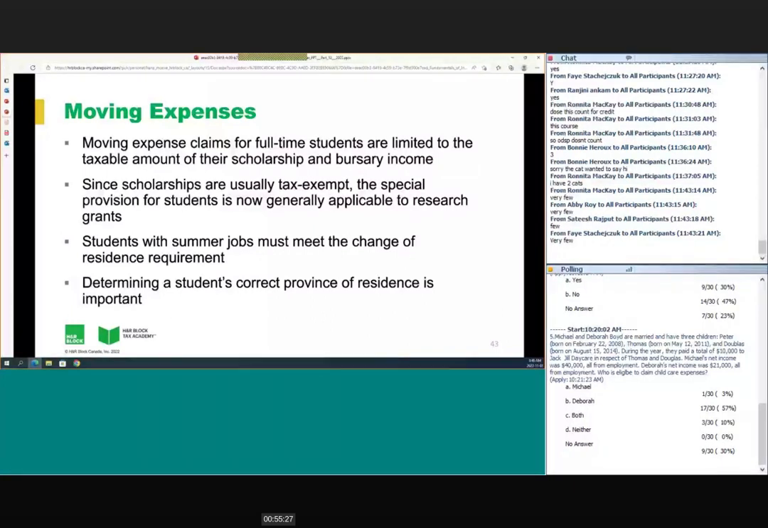So if a student is living in temporary accommodations such as a student residence, you have to look at the secondary ties. For example, the location of their belongings, their health insurance, and driver's license. So again, it can be tricky. Sometimes we get questions like this about what is the correct residence for a student, and it's usually what is their lodging where they're going to school.